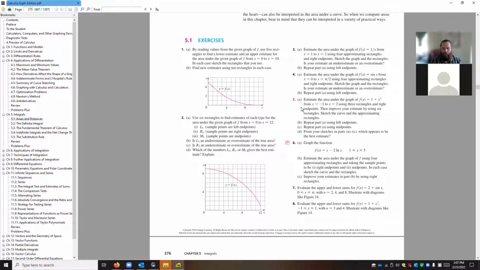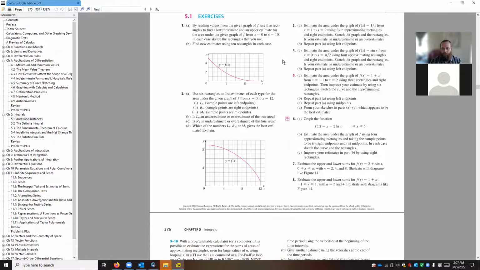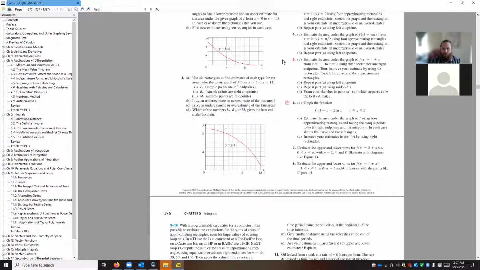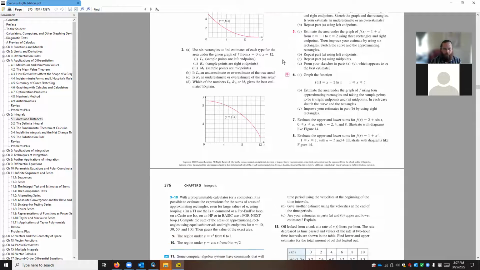Well, 1 plus x squared, that's so close to one we've done before. This is basically one of your homework problems. Sin x is one of those. 2 plus sin x, upper and lower sums now.